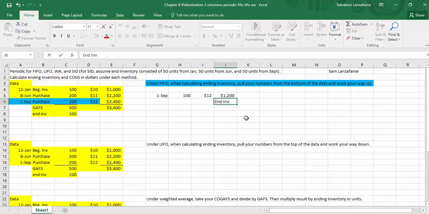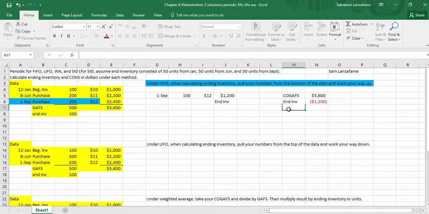So to calculate our cost of goods sold, we have this little format that we want to use. We'll take our cost of goods available for sale, which is the 5,600, and we now want to subtract out the ending inventory result that we just computed a minute ago, 1,200. And let me just identify that.